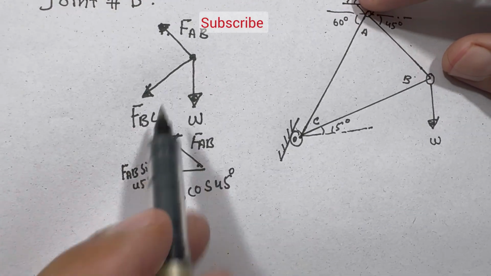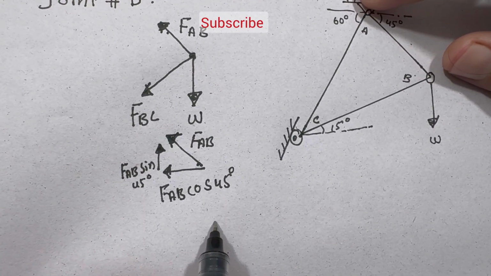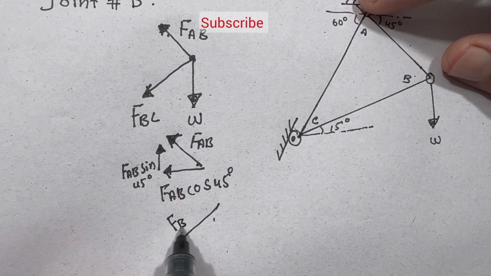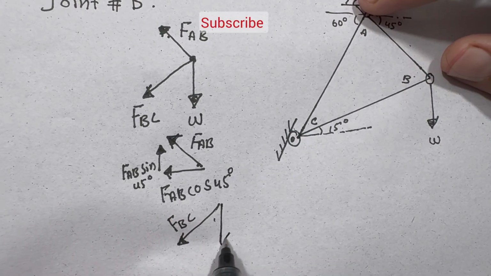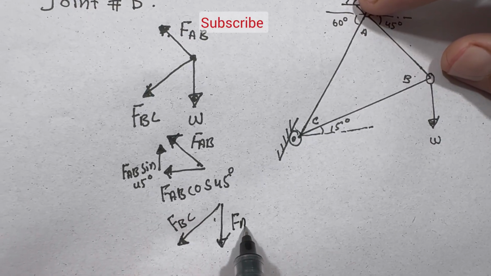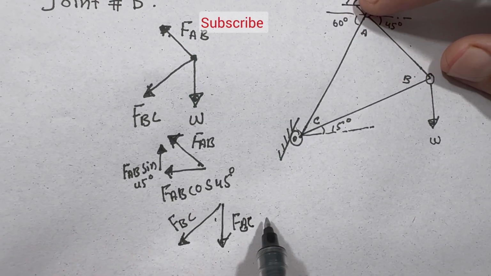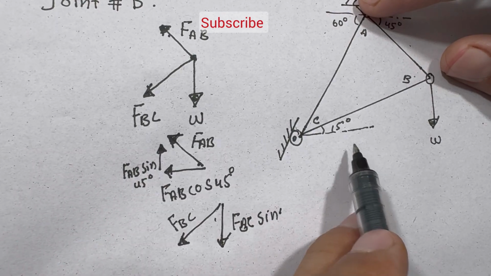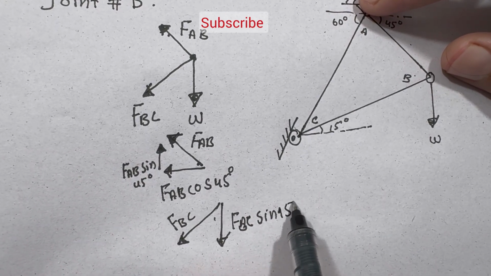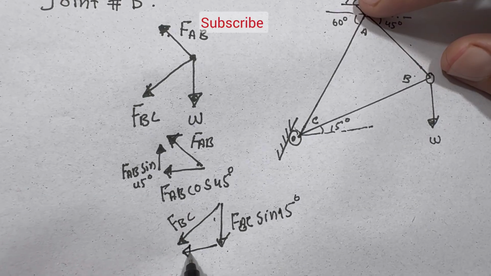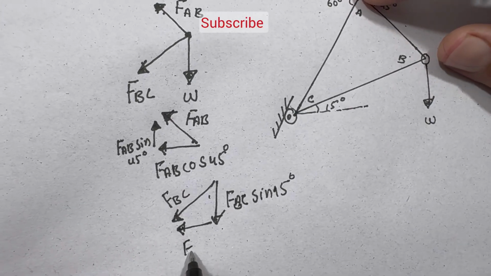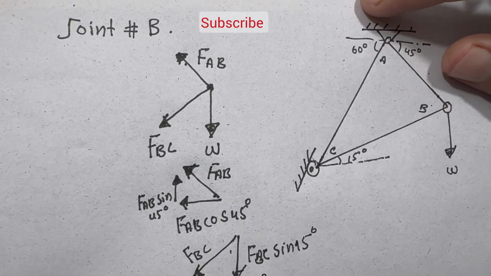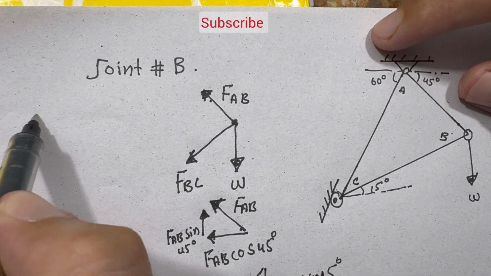Also I will resolve the other force into its components. This is the resultant force FBC, and this is its vertical component, which is FBC sin 15. This makes an angle of 15 degrees. And this is FBC cos 15 degrees.